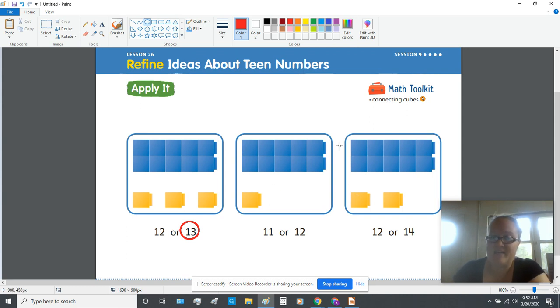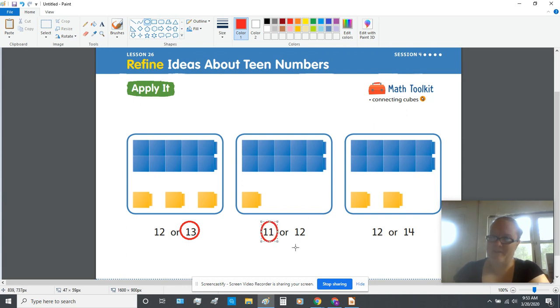We need to decide if these cubes are showing us 11 or 12. So 11 says that it has a group of 10 and 1 extra. 12 shows that there's a group of 10 and 2 extras. Let's count our extras because they both have a group of 10. I only see 1 yellow cube. So is that showing us the number 11 or 12?